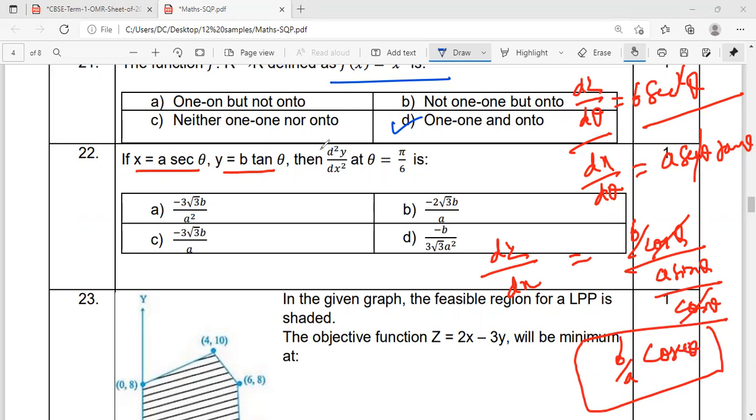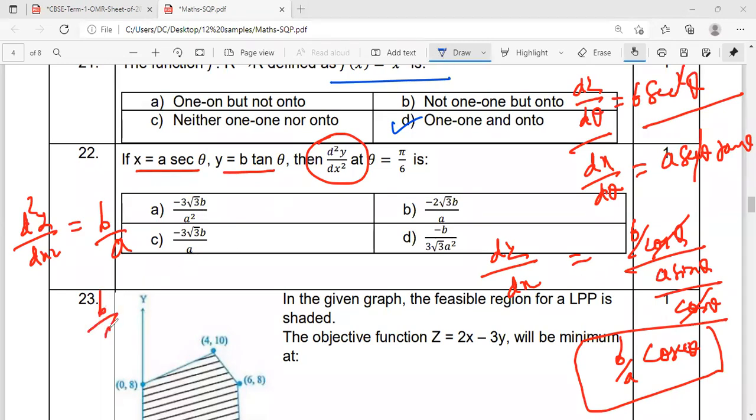So they're asking you d square y by dx square. So let's see, once again we differentiate it. d square y by dx square should be the derivative of this, which is b by a, derivative of cosec is cosec theta cot theta. Cosec theta, let's not write it here because we will have to write the option there.